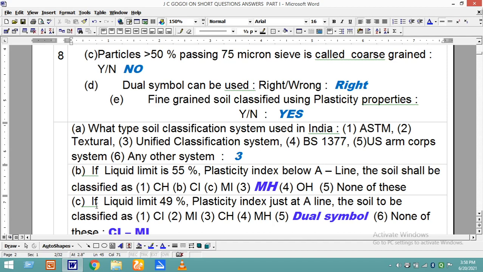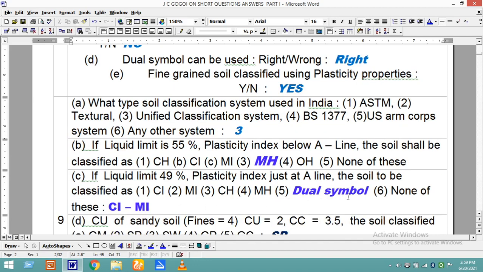Next question: if the liquid limit is 49% and the plasticity index is just at the A line, the soil is to be classified as CI, MI, CH, MH, dual symbols, or none of these. Yes, here we can use a dual symbol, CI-MI, because since it is just at the A line, somebody may consider it above the A line and somebody may consider it below the A line. So it is very doubtful, so it is dual symbol CI-MI.